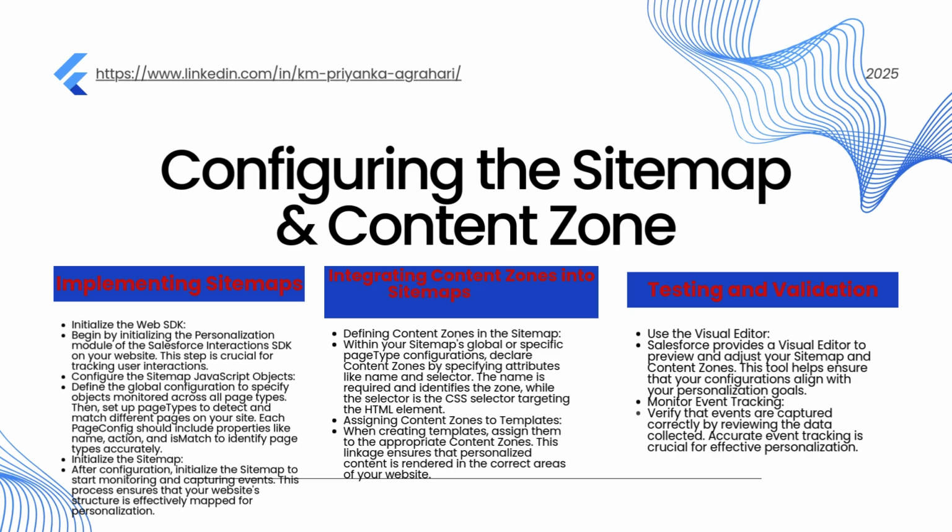Here is the implementation part of integrating content zones into the sitemap. First, define content zones in the sitemap, within your sitemap's global or specific page type configuration. Declare content zones by specifying the attributes name and selector. The name is required and identifies the zone, while the selector is the CSS selector targeting the HTML elements.